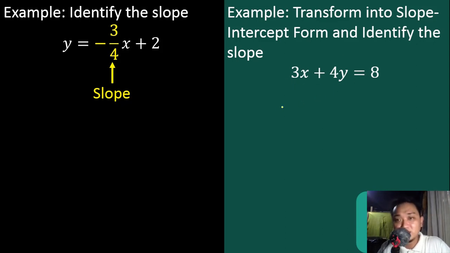Transpose natin si 3x sa kabila. So that becomes 4y is equivalent to negative 3x plus 8.